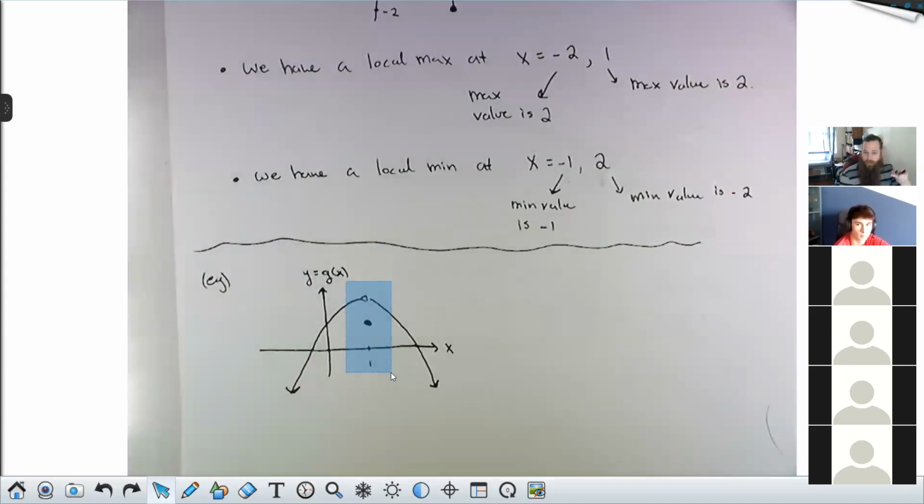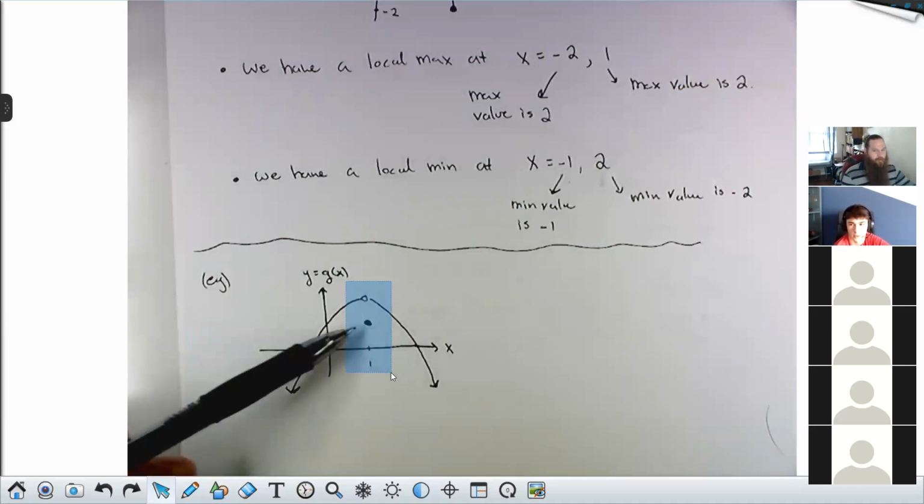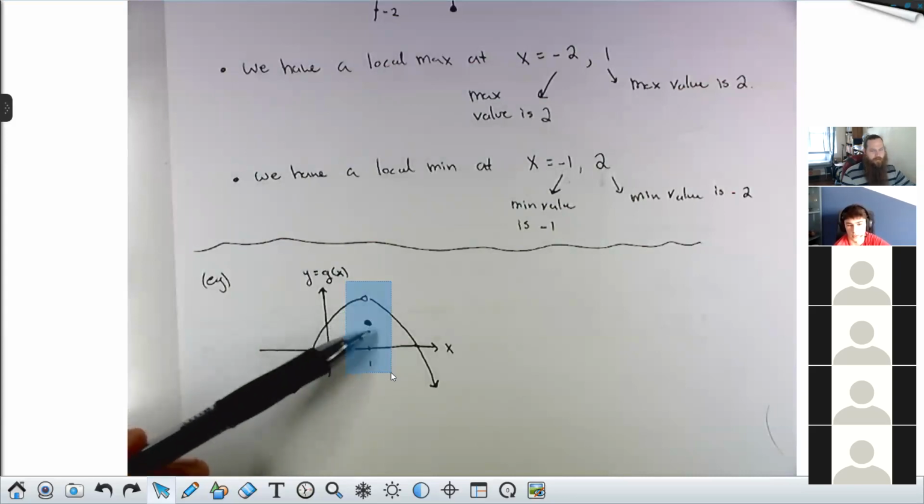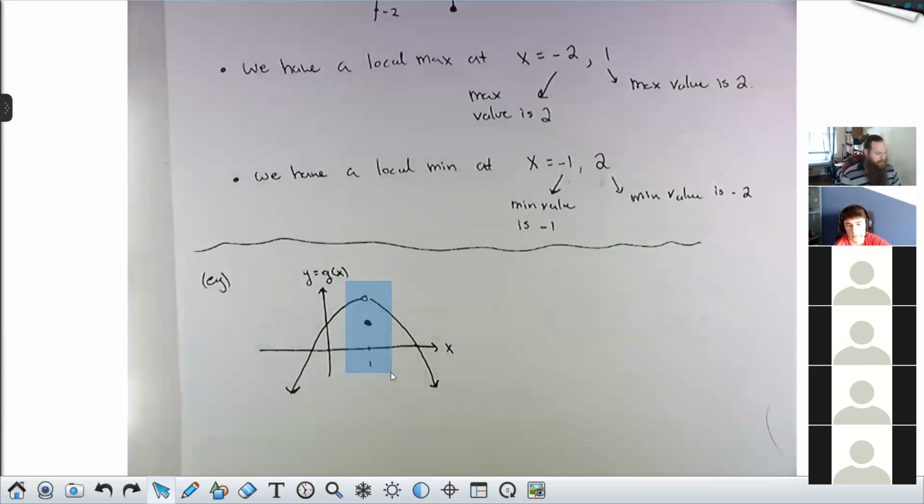Is that point anything special? Are you talking about the circle or the dot? The dot, the filled in point. Yeah, the actual point on the graph. Okay. No. Like it's not important? That's a reasonable conjecture.